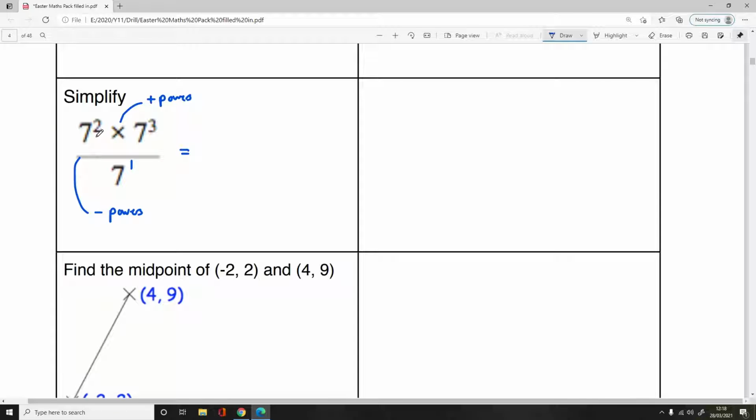So we've got 7 squared times 7 to the 3. That's going to give us 7 to the power of 5 by adding the powers. And then if we divide it by 7 to the power of 1, that'll be a subtraction. That'll be 7 to the power of 4.